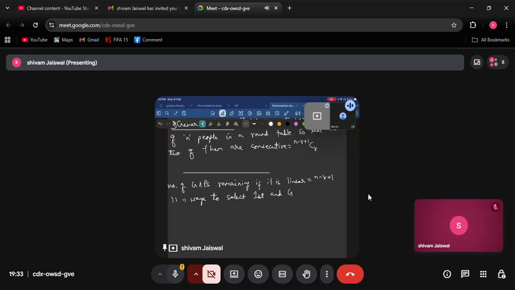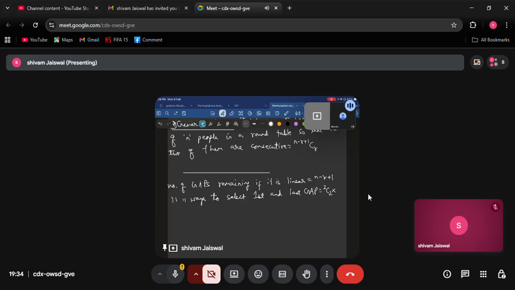To select the first and last gap, tell me, in how many ways can you select the first and the last gap? Amini, Devang, Raktim, Anandit, tell me. In how many ways can we select the first and the last gap? 2C2 into, tell me, everyone, 2C2 into how much?